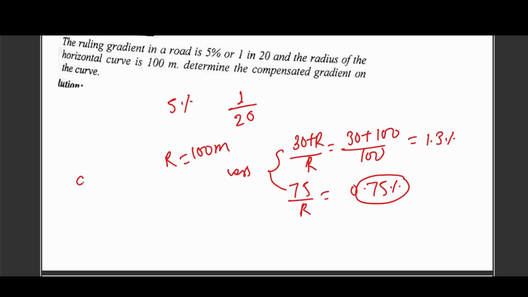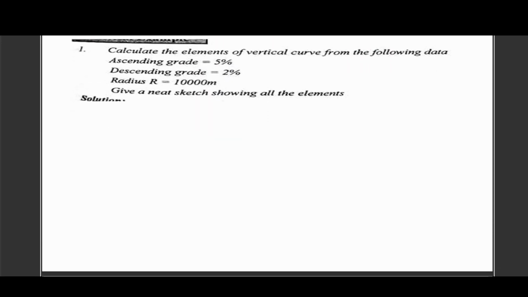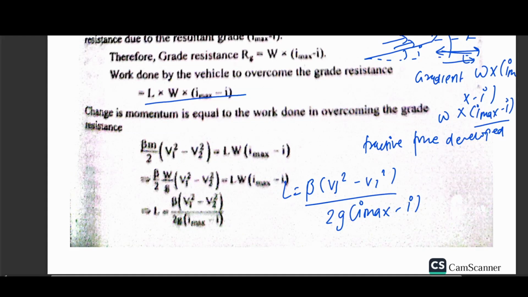So the compensated gradient will be 5% minus 0.75%. That will be 4.25%. Okay, and this is the compensated gradient. Only this numerical can be asked in this type of question. So, okay, let us continue our chapter furthermore.